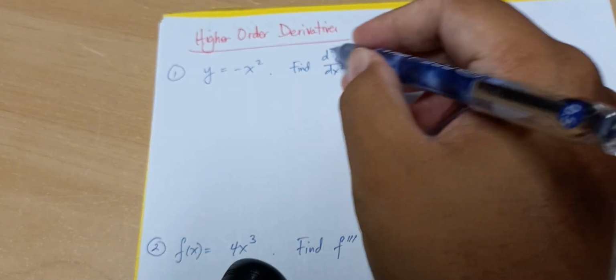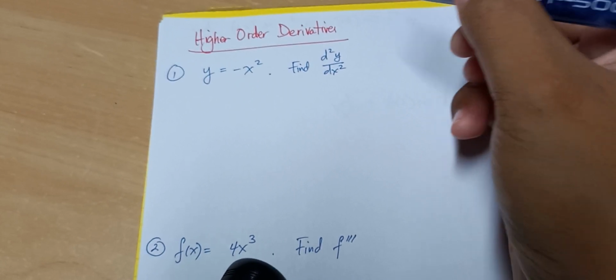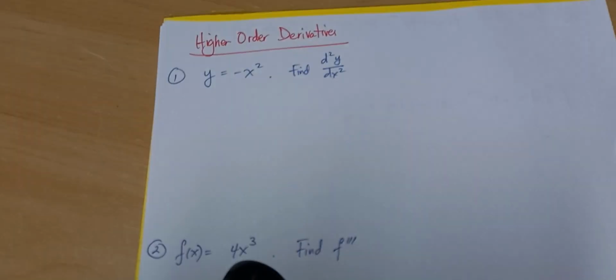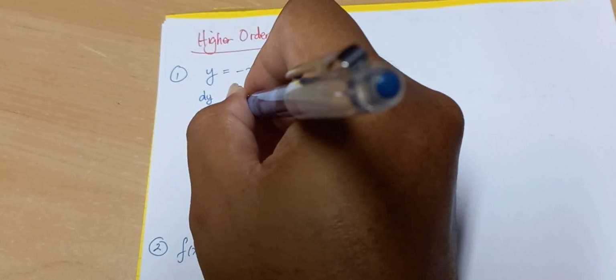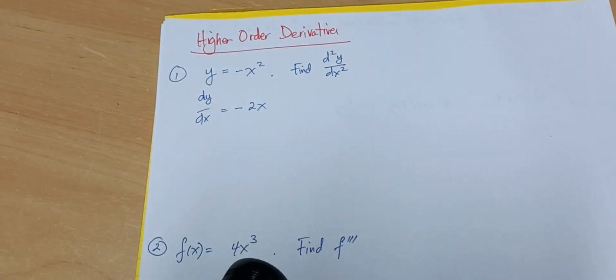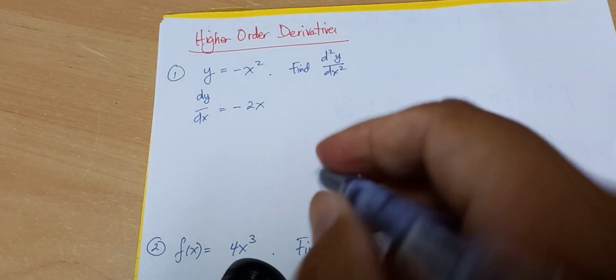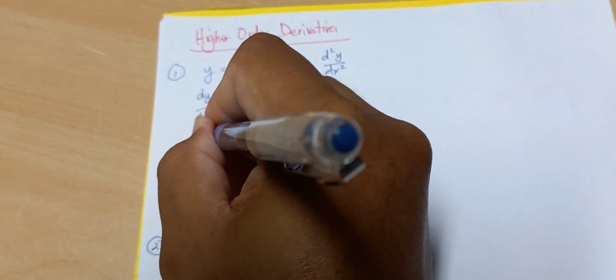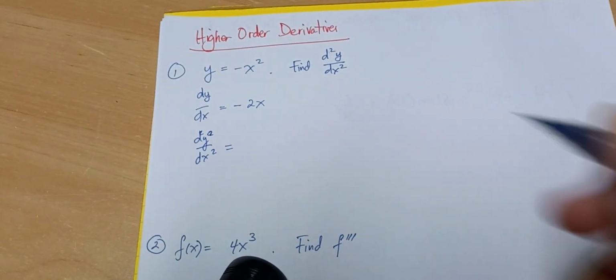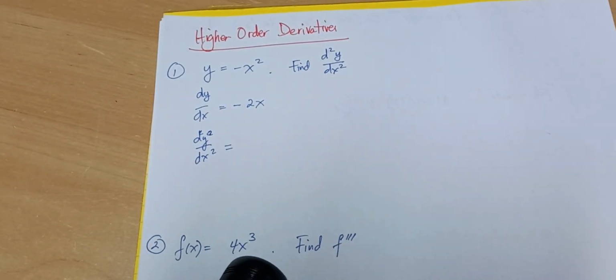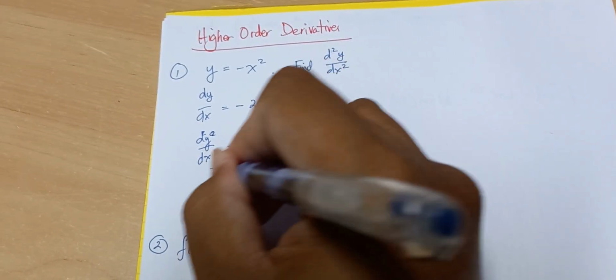Find the second derivative. As you know from the lecture, this means the second derivative, so we have to derive the function 2 times. So we derive once, we get dy/dx equals negative 2x. And then we derive again, we get d squared y over dx squared, that will be the second derivative. We derive the function again, so we get negative 2, and that's your answer.